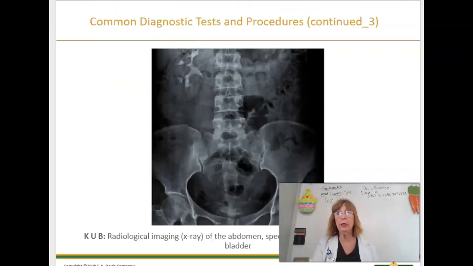The KUB is an x-ray that they usually do lying down. They may do it standing up, but the x-ray is from the ribs down to past your hips, so that it visualizes the kidneys, the ureters, and the bladder. So they can see if there are any stones or any tumors.